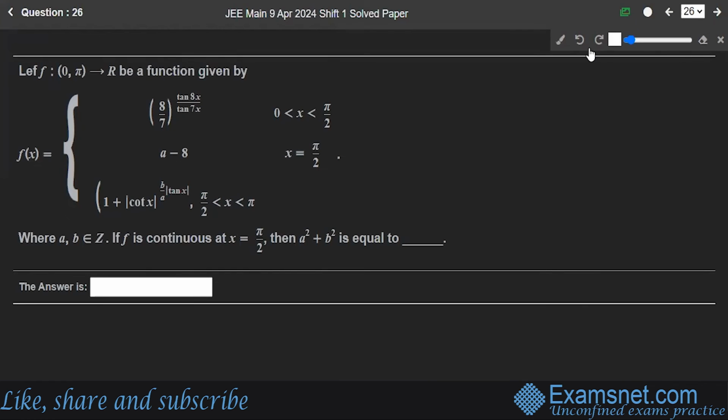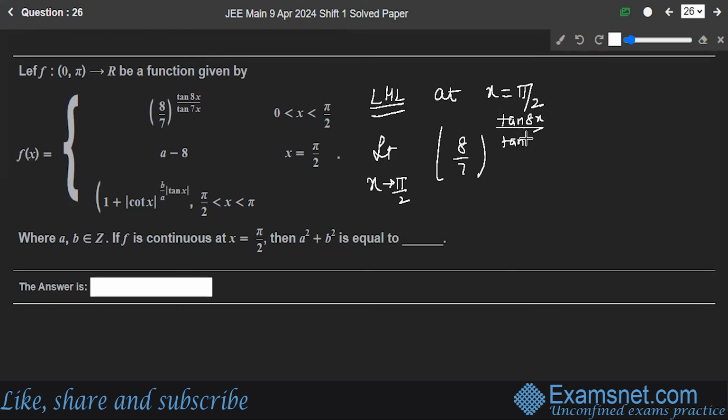So the function is continuous. That means the left hand limit is equal to f of pi by 2, which is equal to the right hand limit. Let's go with the left hand limit first of all. The left hand limit at x equal to pi by 2 is given by the limit as x approaches pi by 2 of (8 by 7 tangent 8x upon tangent of 7x). So tangent of pi by 2 upon this will give you 0, and anything raised to power 0 is 1.